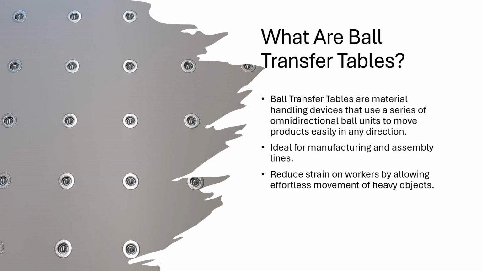Ball transfer tables are material handling devices that use a series of omnidirectional ball units to move products easily in any direction. Ideal for manufacturing and assembly lines. Reduce strain on workers by allowing effortless movement of heavy objects.